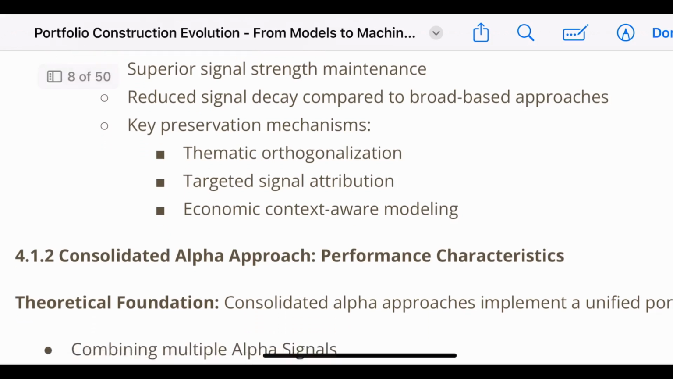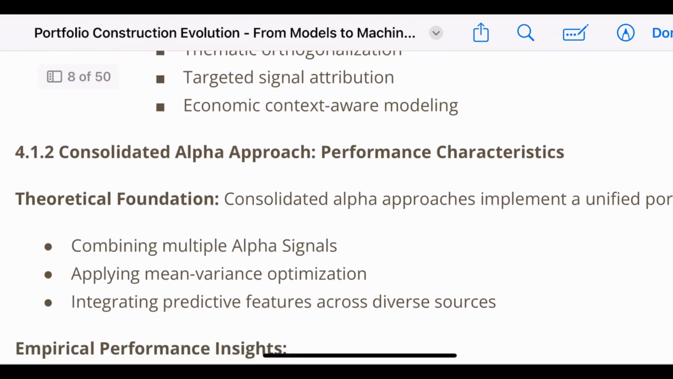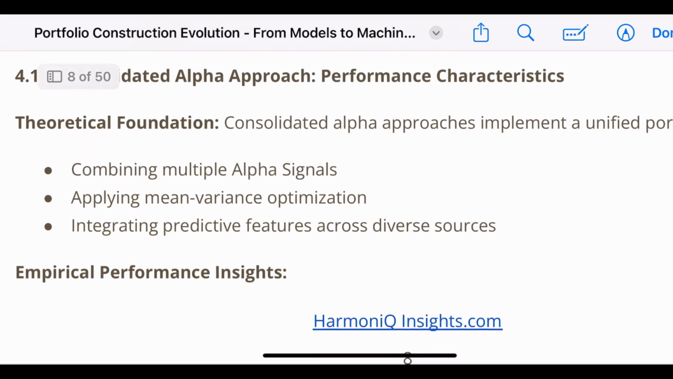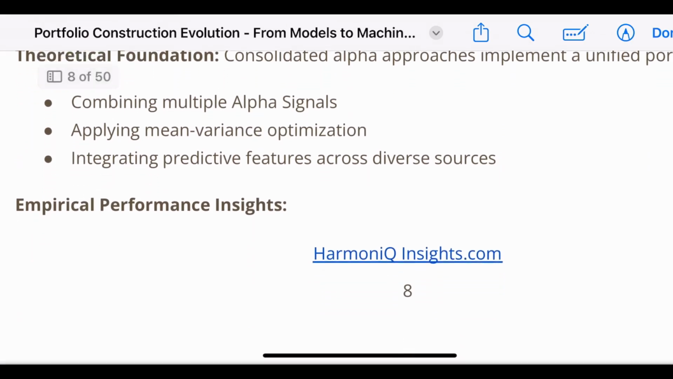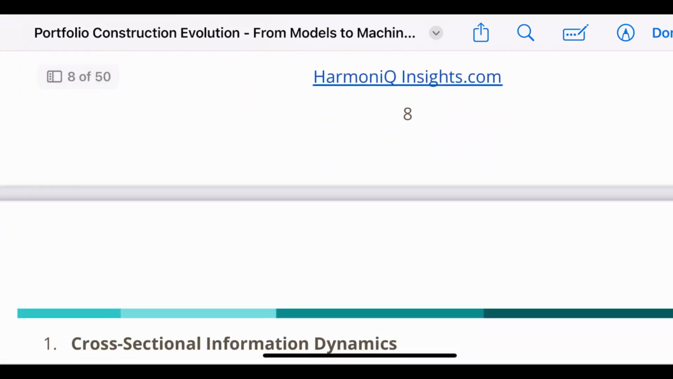Now let's turn our attention to consolidated alpha. What kind of performance are we looking at there? Consolidated alpha portfolios tend to have higher information ratios. Information ratios. Now, I know that might sound like jargon to some of our listeners, so can you explain what exactly that means and why it's important?